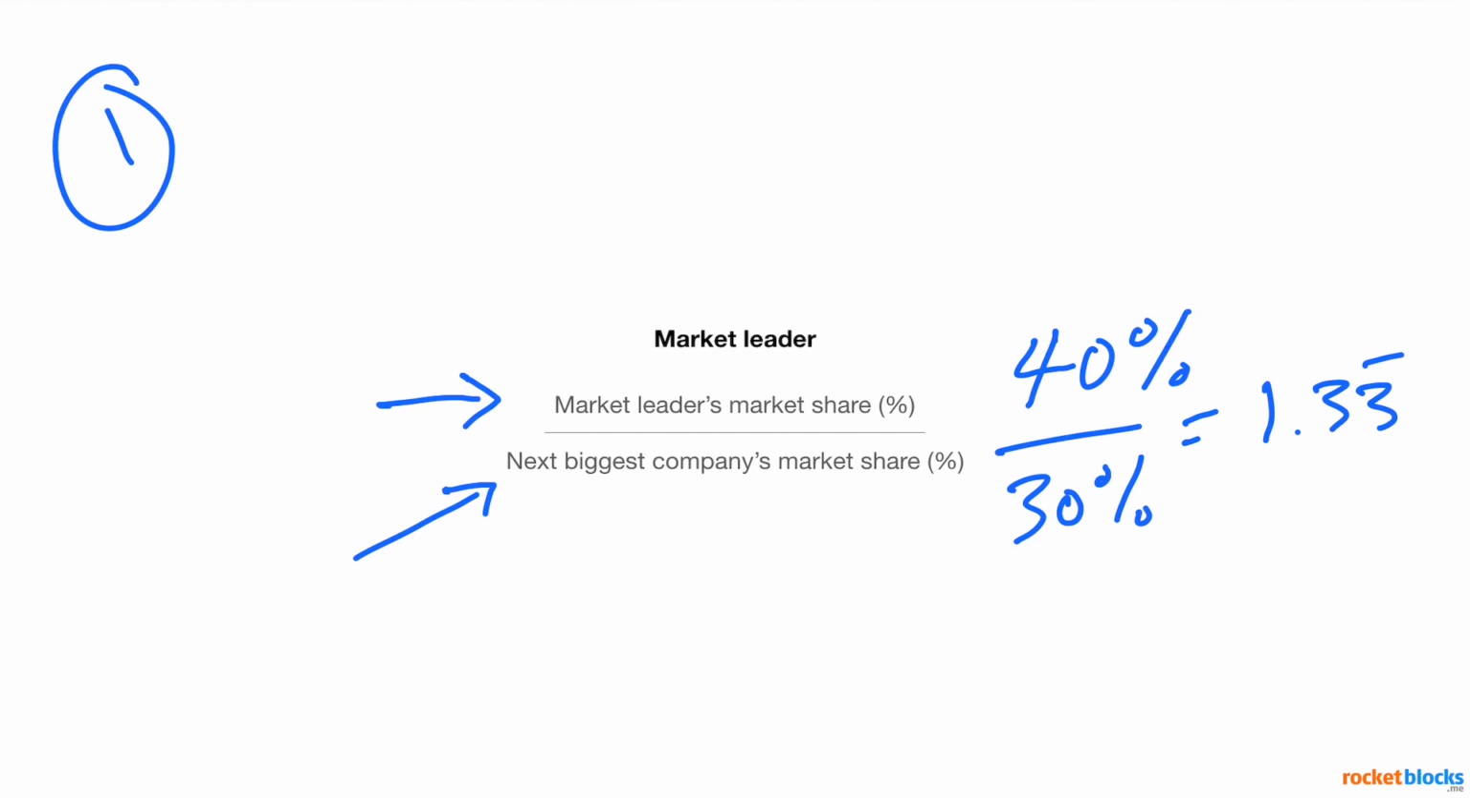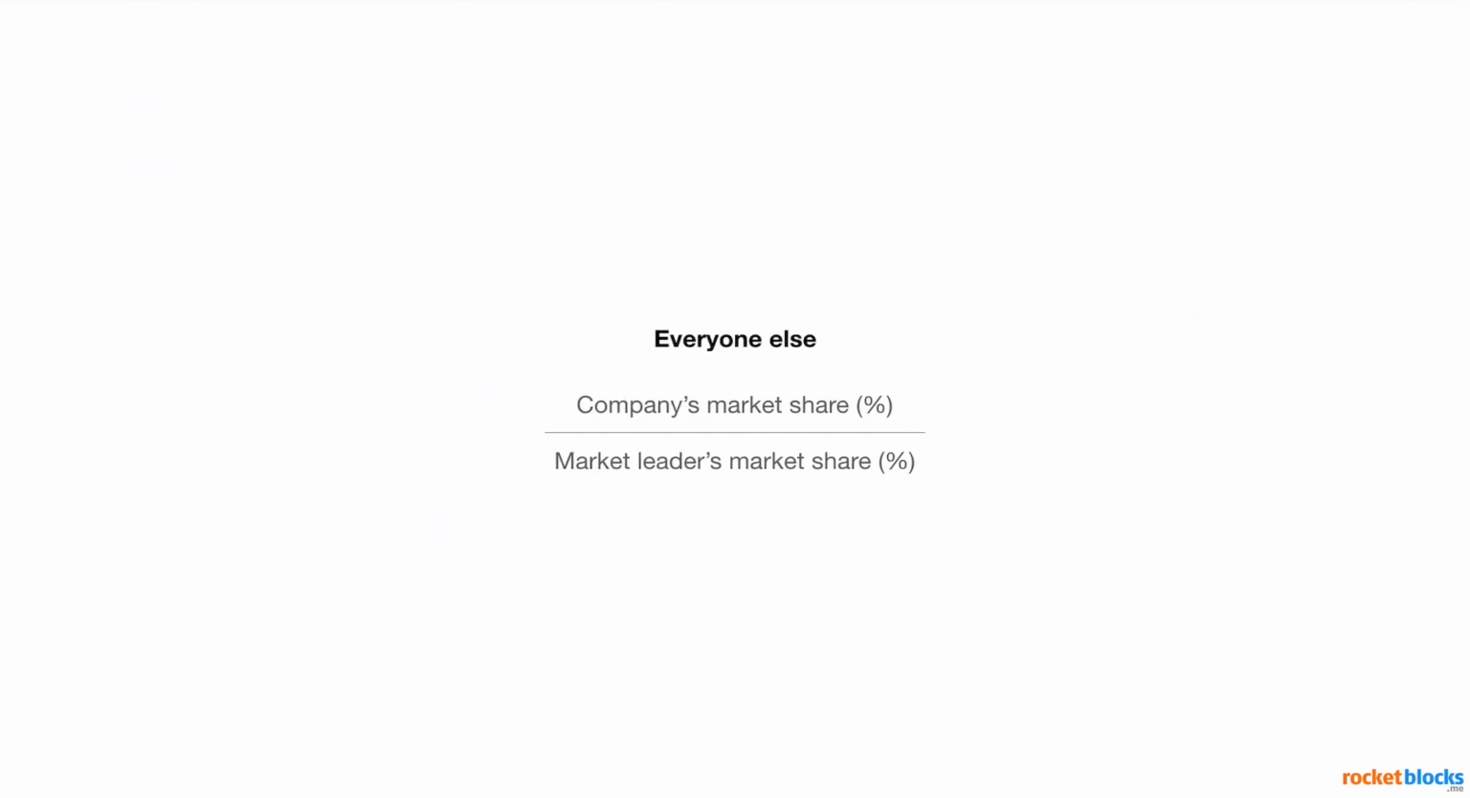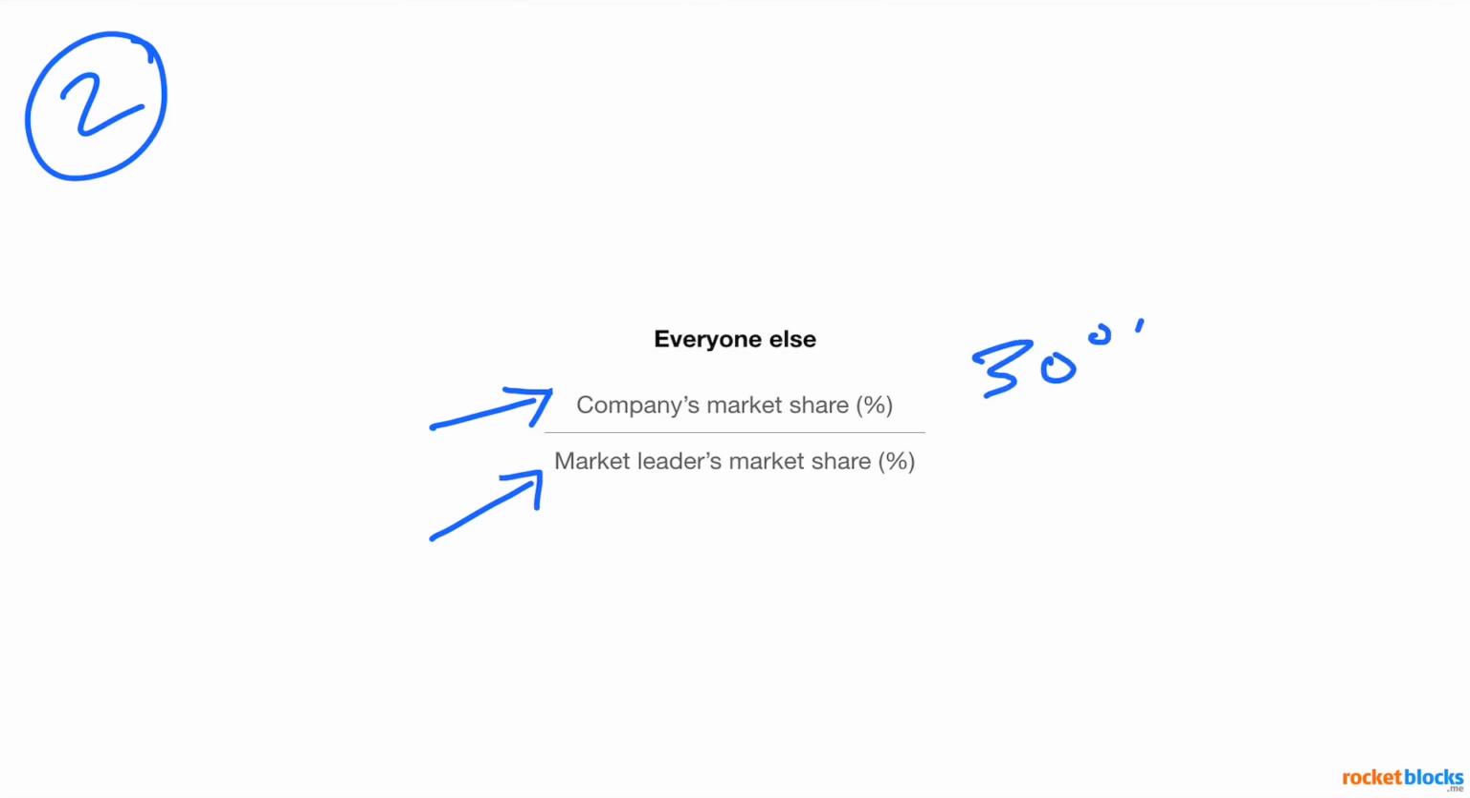Now let's talk about how you calculate the RMS for everyone else. So this is the second equation you need to know, and this one is also pretty simple. The numerator here is the market share of the company in question that we're calculating the RMS for, and the denominator is the market leader's market share. So let's use the same company we were just talking about, the company that has a 30% market share in this market, and we know that the market leader, because we already talked about them, has a 40% market share. So the RMS for this particular company would be 0.75. And you can do this for every other company you want to look at in this particular market on down the line.